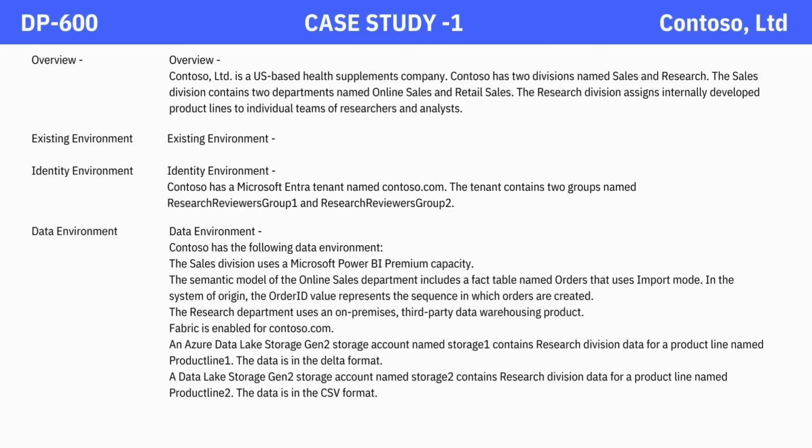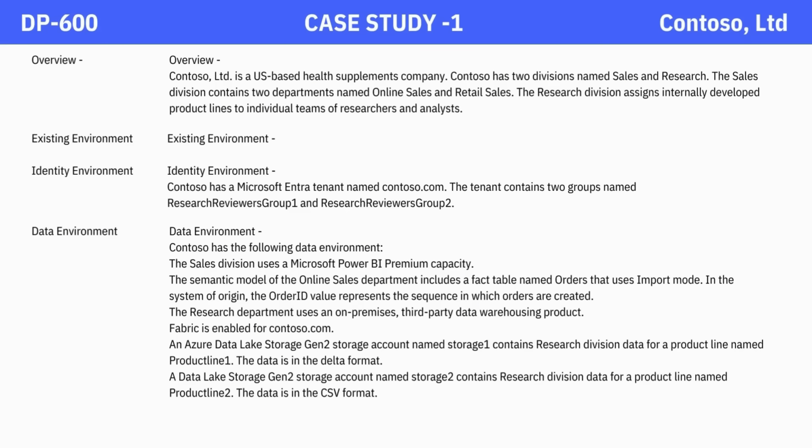The Sales Division uses a Microsoft Power BI Premium capacity. The semantic model of the Online Sales Department includes a fact table named Orders that uses import mode. In the system of origin, the order ID value represents the sequence in which orders are created. The Research Department uses an on-premises, third-party data warehousing product. Fabric is enabled for Contoso.com.